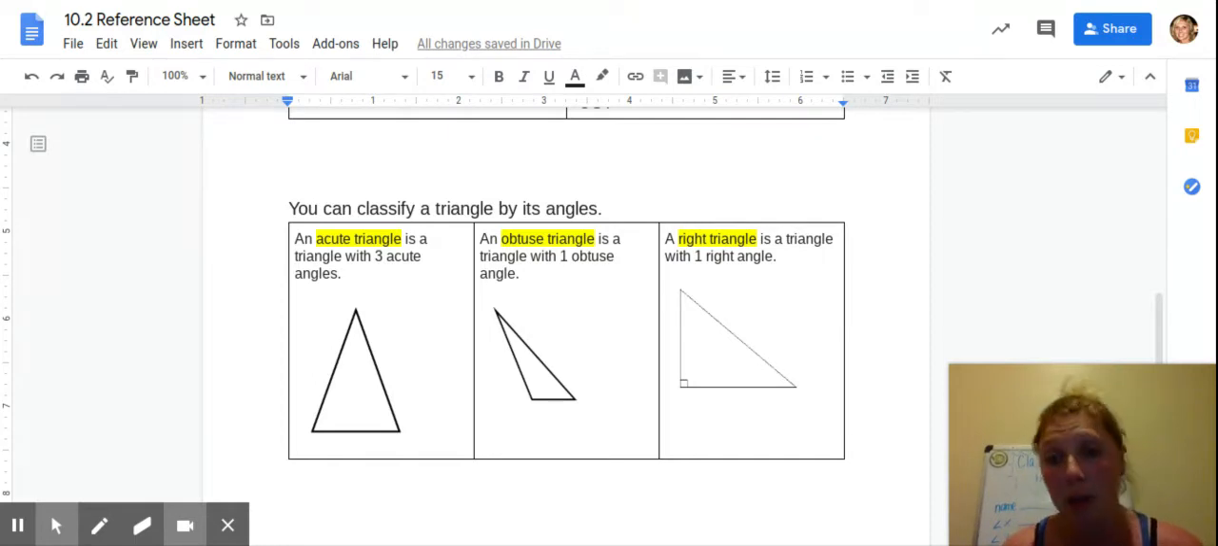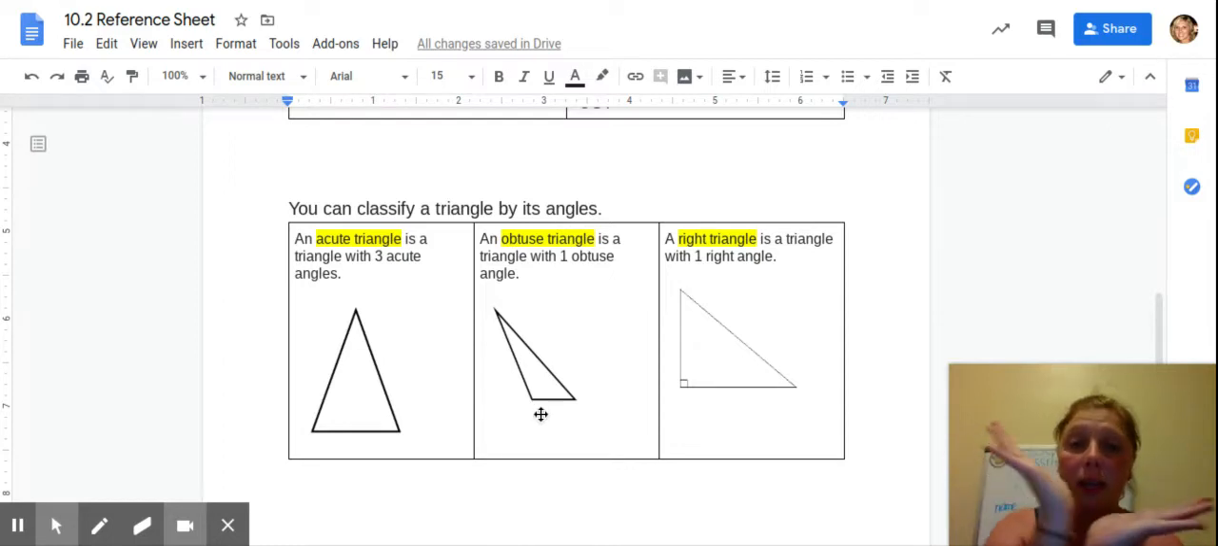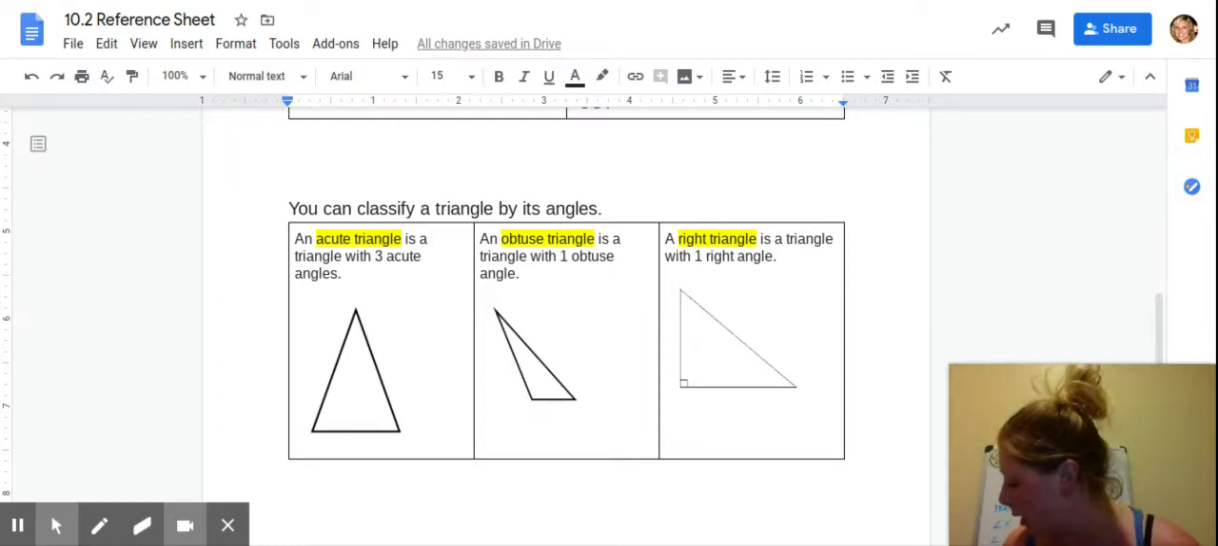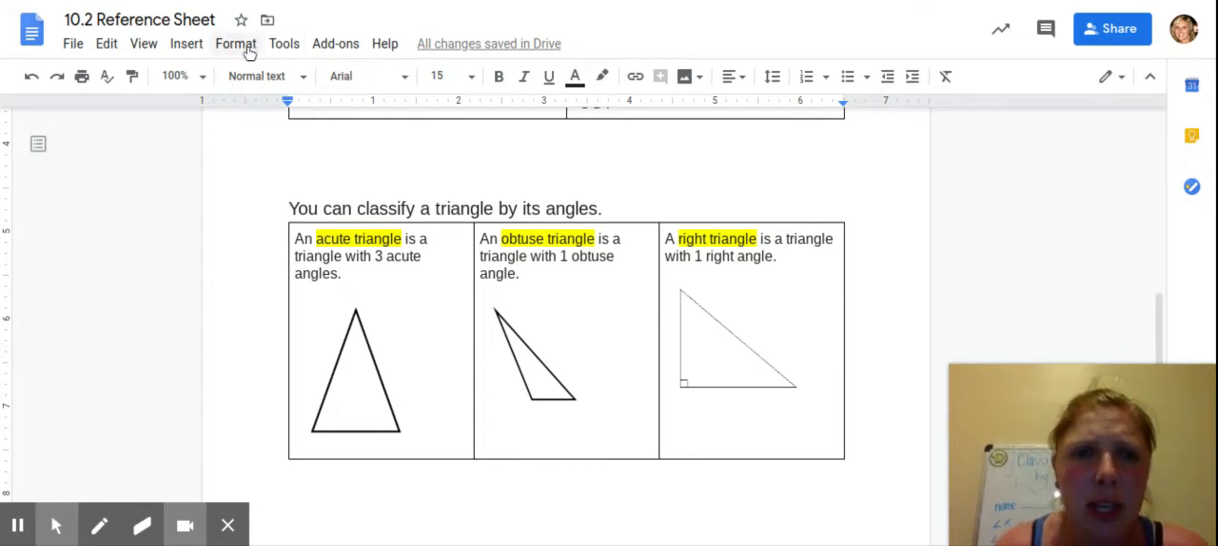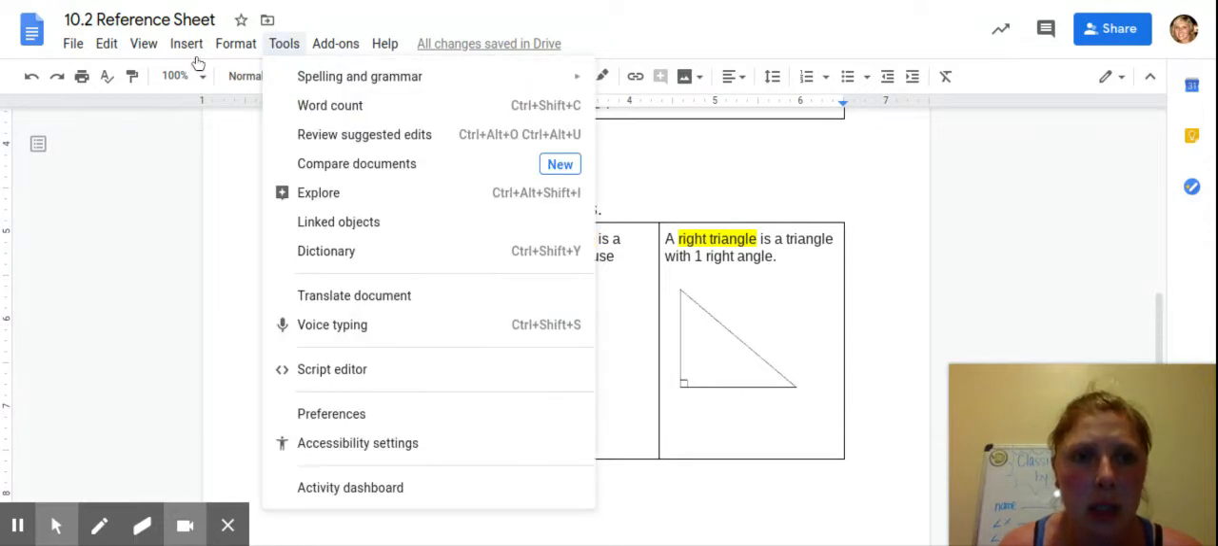So the other two angles are going to be acute. So if you look here, this one here is acute. This one here is obtuse. It's bigger than a right angle. And you can do it with, let me see if I can, you guys could probably add too. I know in the other one you can add shapes. Let me see if I can add a shape in here.